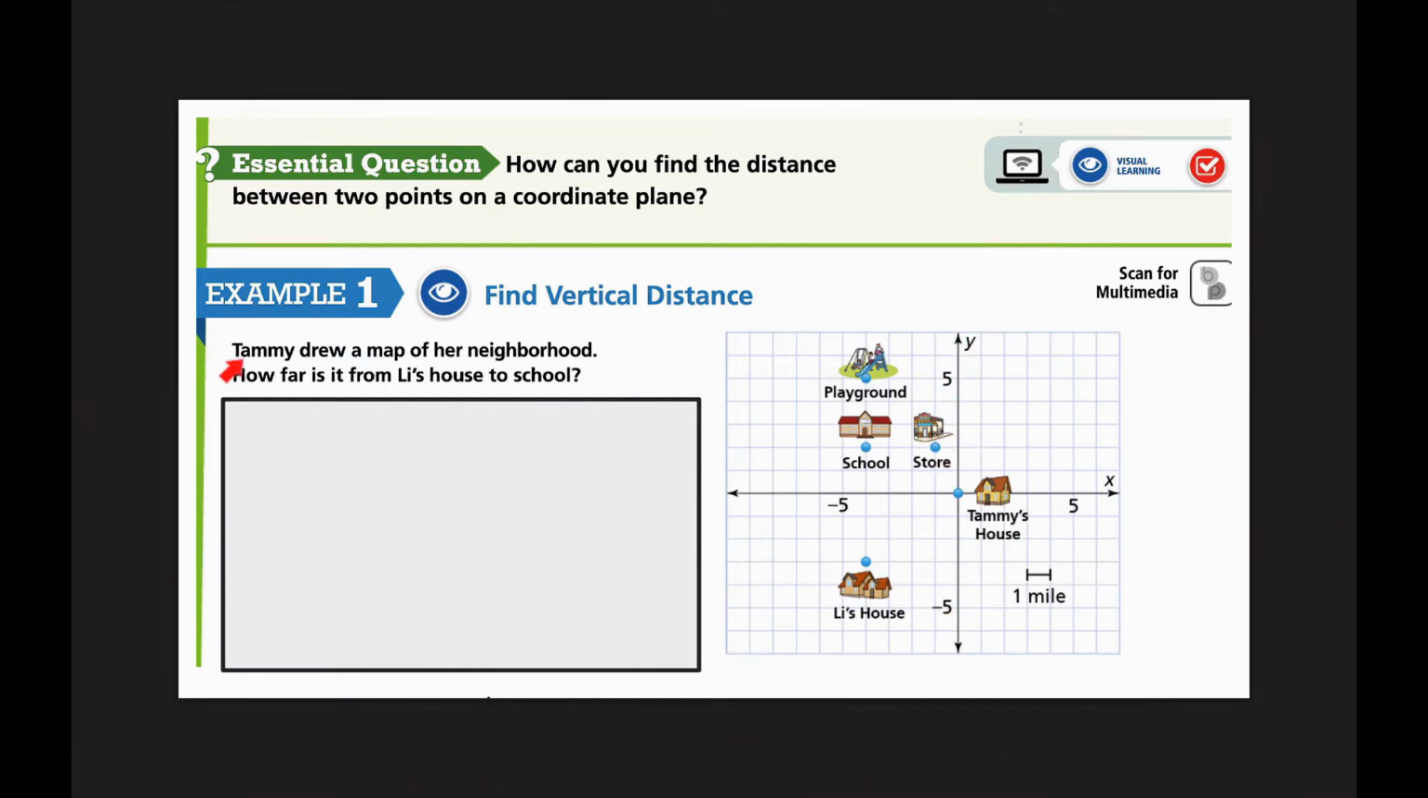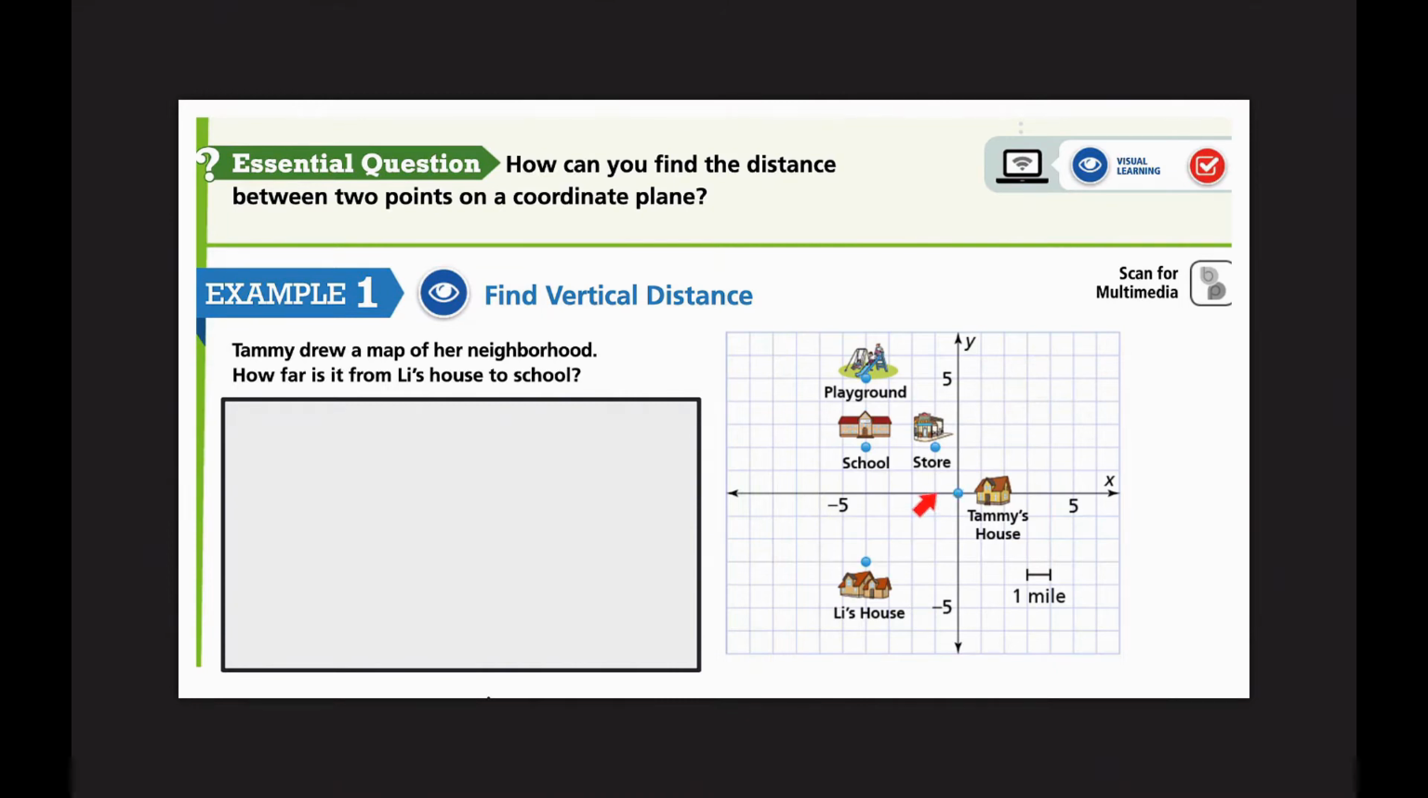So let's read our problem here. It says Tammy drew a map of her neighborhood. How far is it from Lee's house to school? So here's Tammy's house here at the origin, Lee's house, and then school. The first thing we need to do is find the ordered pairs for those places. So let's start off with school.